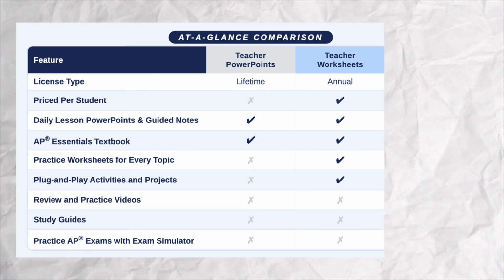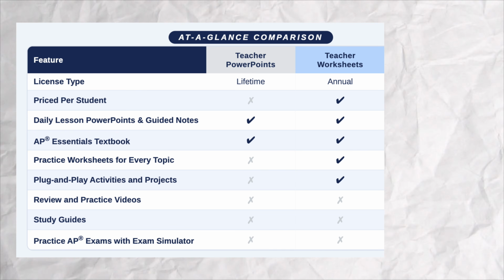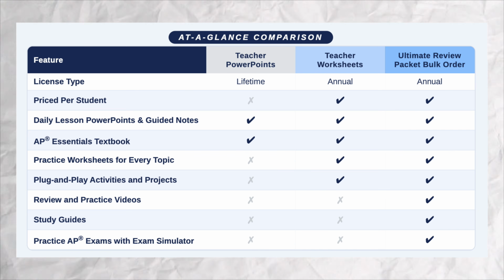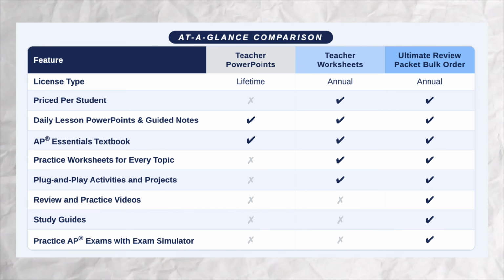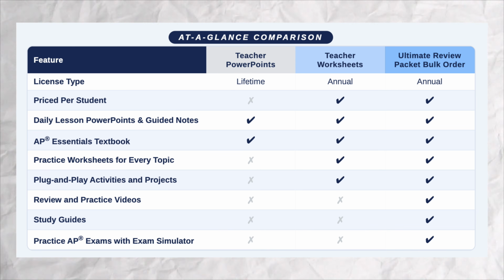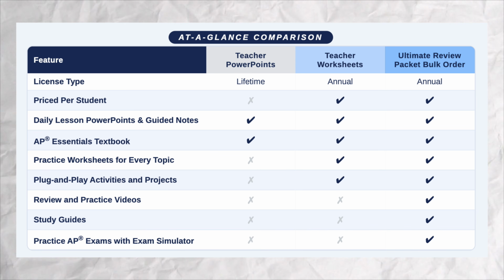If you want more student engagement in your classroom with targeted application, then get the worksheets, activities, and projects, which also include the PowerPoints. Now, if you want everything, then also consider getting the ultimate review packet. It includes summary videos, study guides, practice questions, and practice AP exams with an AP exam simulator. And if you get the ultimate review packet for your students, you also get the teacher worksheets and the teacher PowerPoints.